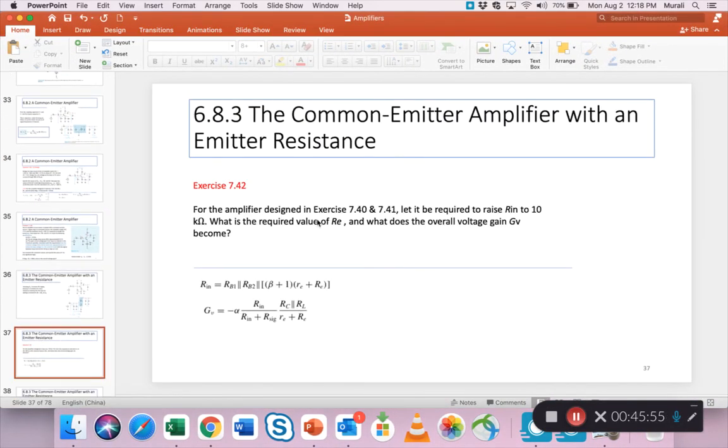Now I have another exercise. I know we have run out of time, so I'm not going to walk you through this. I'll let you look through my notes. They should be pretty simple. For a previous CE design, we now introduce a resistor in the emitter. Then what happens to the parameters Rin and gain?